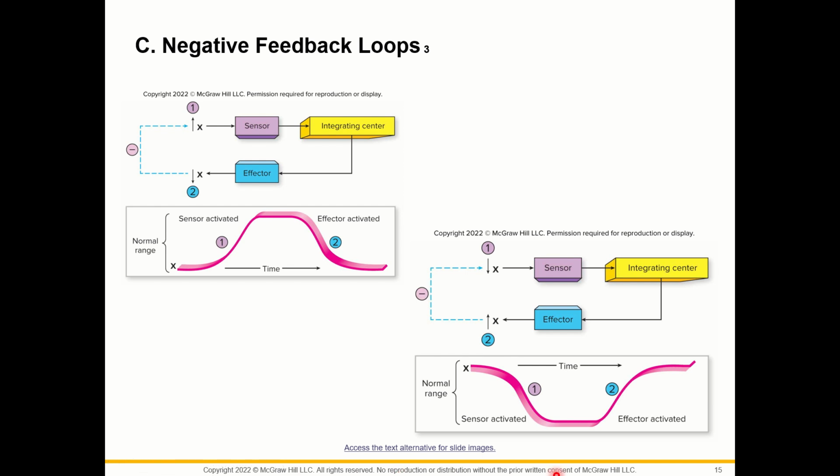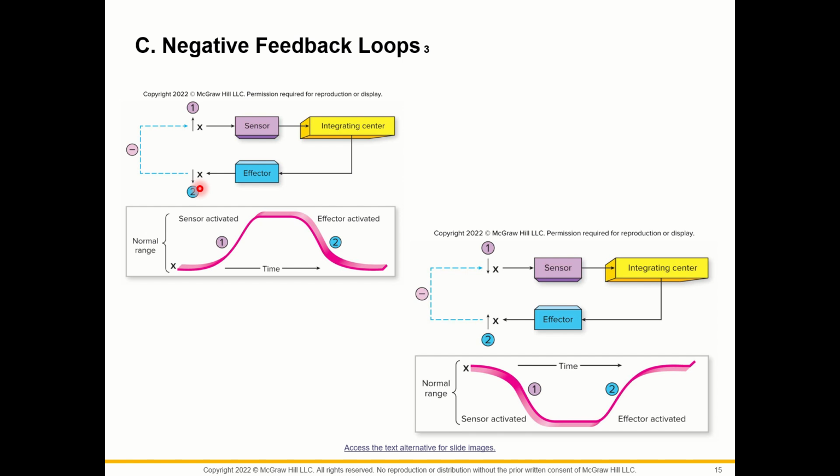So in this case, we see a rise in the factor, and it is detected by the sensor here in purple. This information is relayed to an integrating center, shown here in yellow, which causes an effector, the blue, to produce a change in the opposite direction. Thus, our factor decreases back to set point.